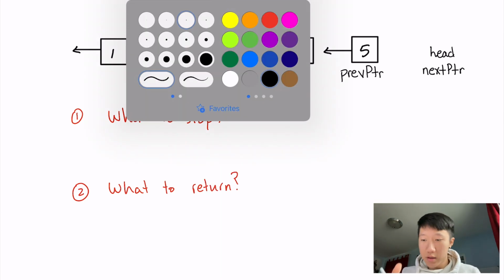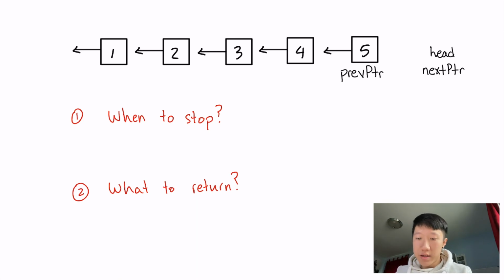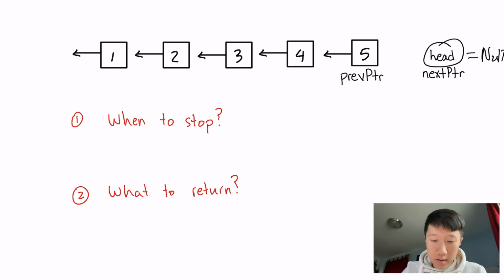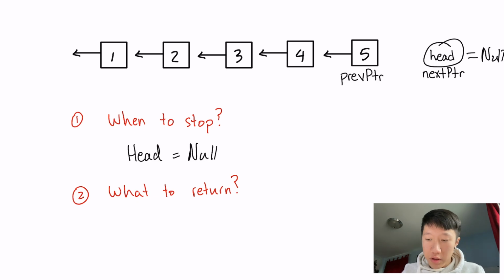All right, so I think it's pretty obvious here. We stop when head is equal to null. And we return previous pointer.